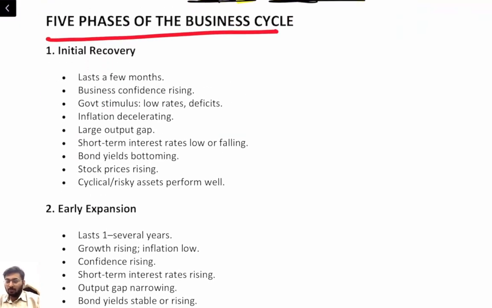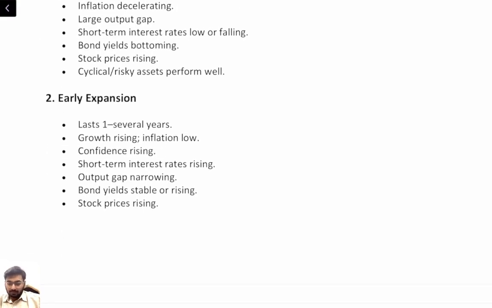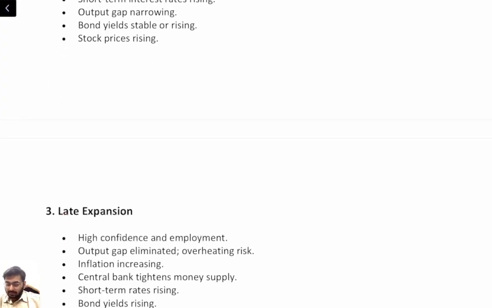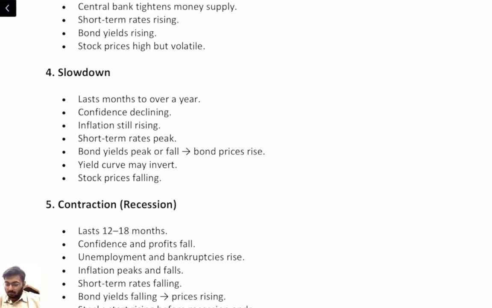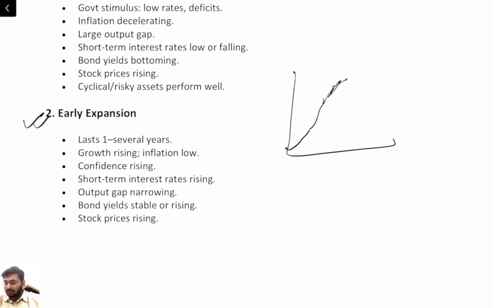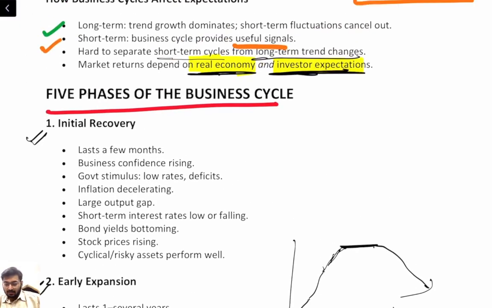Clear? Now coming to the 5 phases of the business cycle, we start with the initial recovery, then we start early expansion, then the late expansion, then slow down, and then contraction. Meaning you slow down over here and then it's a recession. So these are the 5 phases. Clear? We start with the initial recovery. It will take a few months time.